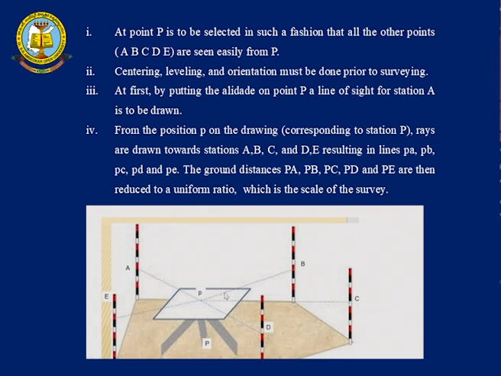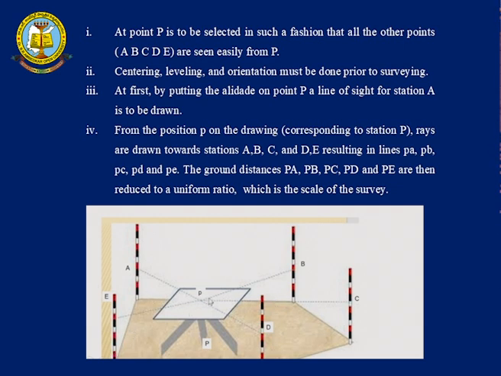Now look at this slide. This is a plane table survey, which is the board fixed to the tripod. And here is station A, here is station B, and here are stations C, D and E.